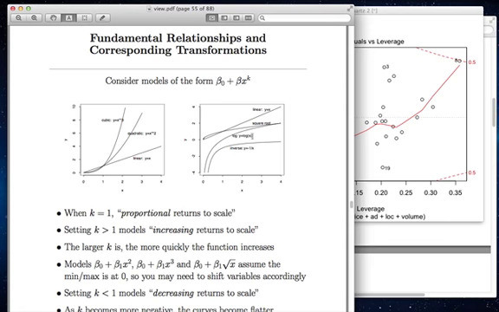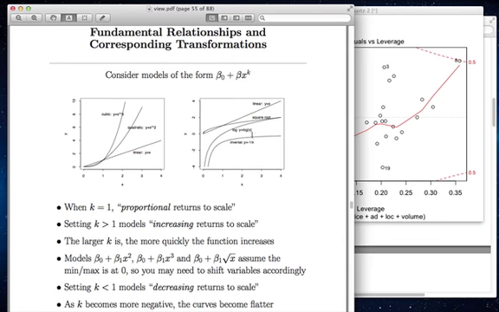Decreasing returns to scale, I think, are very common. Notice that a change from, say, 0 to 1 gives you a very large change, and as you go to the right, the change in y begins to decrease. Whenever you have one of these situations, we're going to use a model of this form. We're going to transform our x variable by taking the kth power of it.